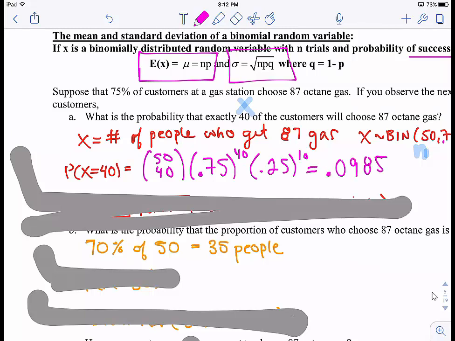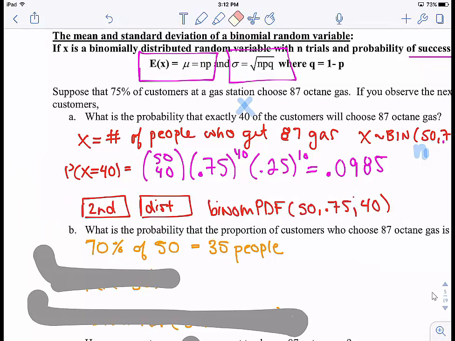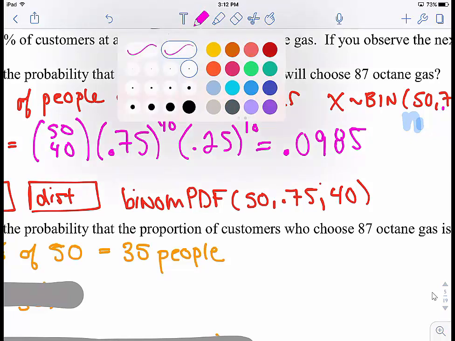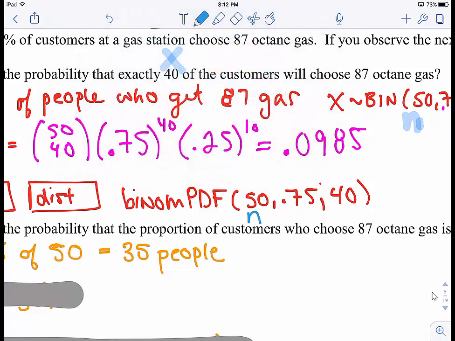And I can use the calculator by plugging in each part or doing binom PDF. Don't forget to label N, P, and Q, or it doesn't count as work according to AP.